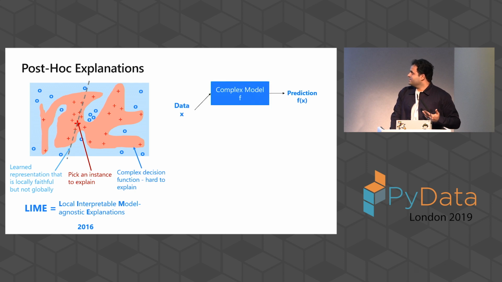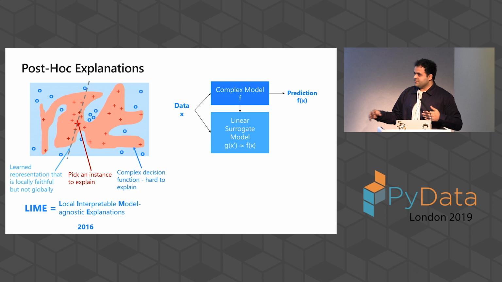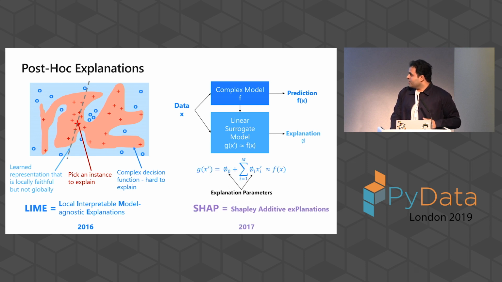So you have data that you learn a complex function, then you pick an instance x prime, and you train a linear model G that sort of approximates the complex function f around that point x prime. And the parameters of this model are sort of the explanation parameters, and that's shown here. We're going to be looking at an improvement to LIME called SHAP. The implementation is better as well, and the explanations that you get seem a lot better than the LIME explanations.